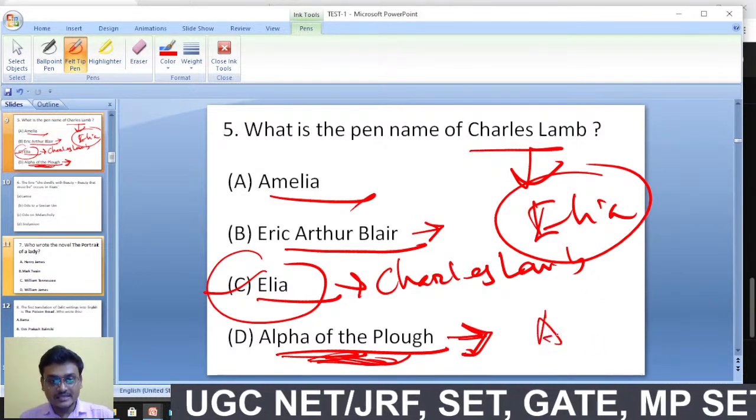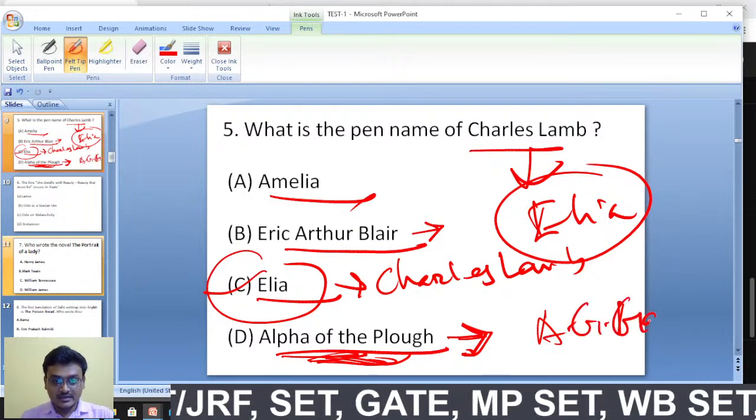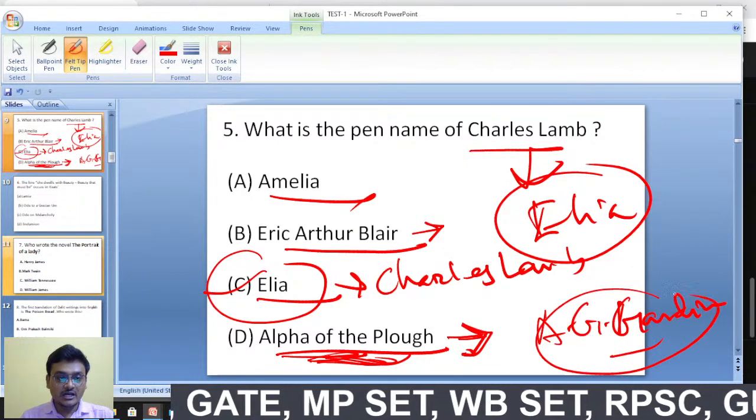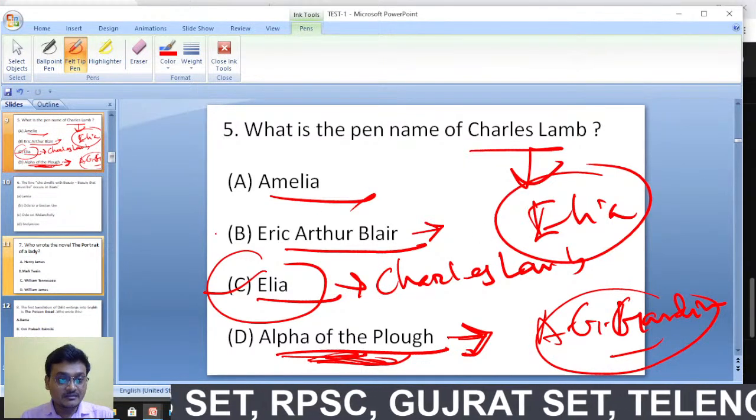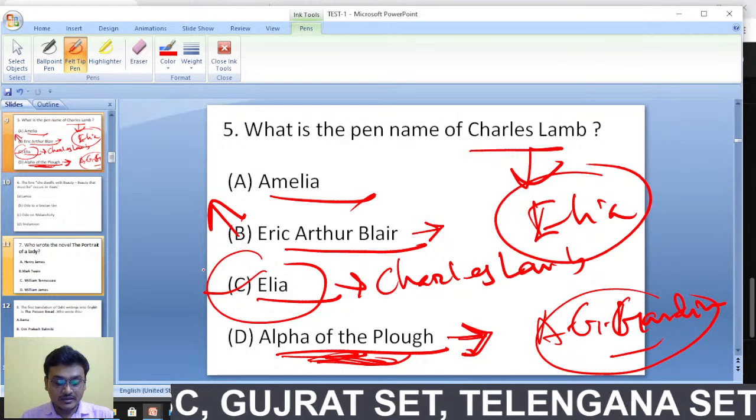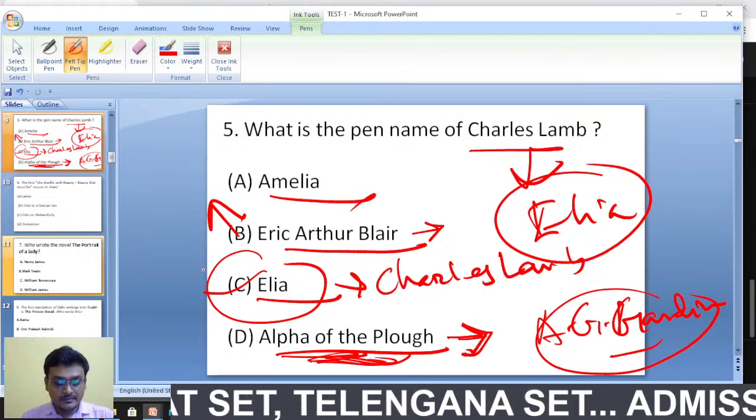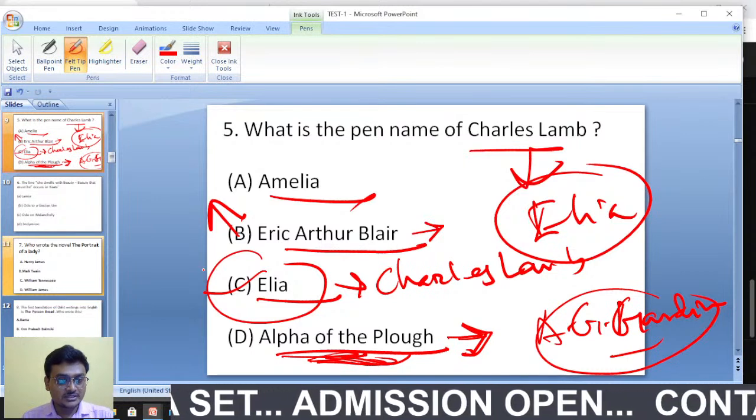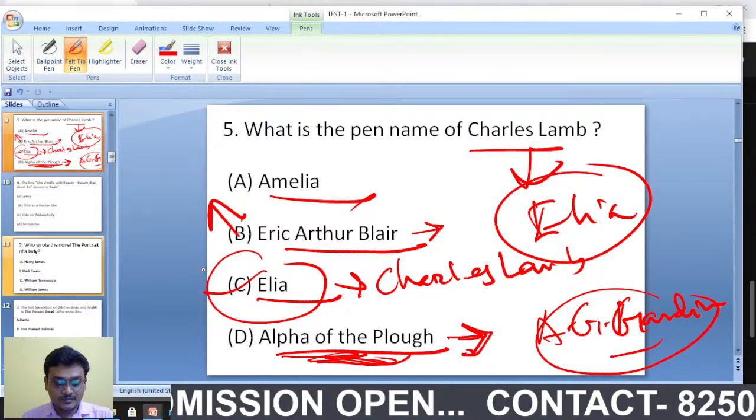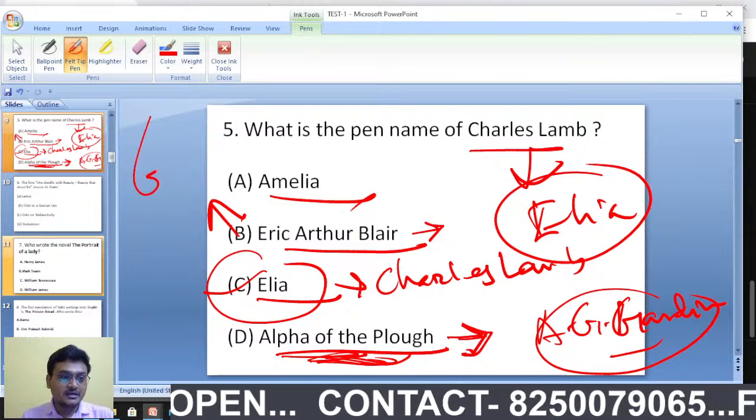Excellent. Ananita. A.G. Gardiner. Excellent. A.G. Gardiner's Alpha of the Plough. Now it is Eric Arthur Blair. Now talk about Eric Arthur Blair. Let me know how many of you are able to answer this question here. Eric Arthur Blair is George Orwell. Excellent, Sujit.